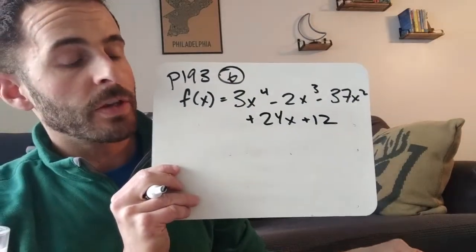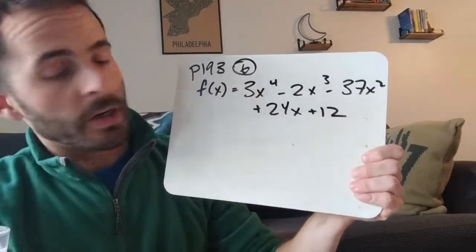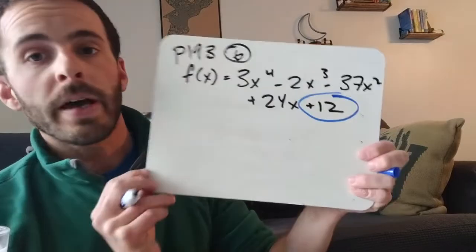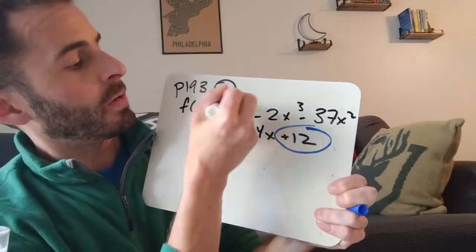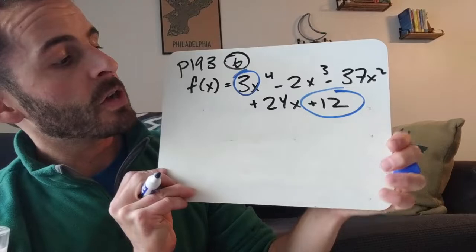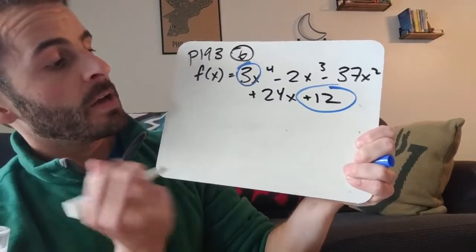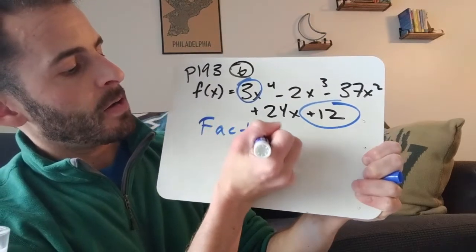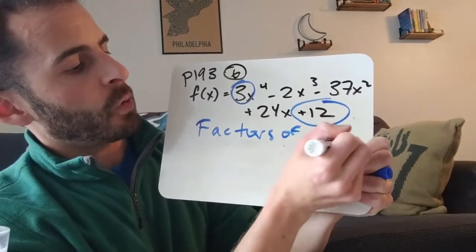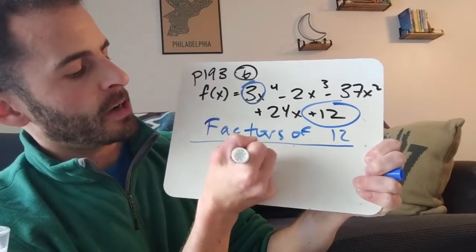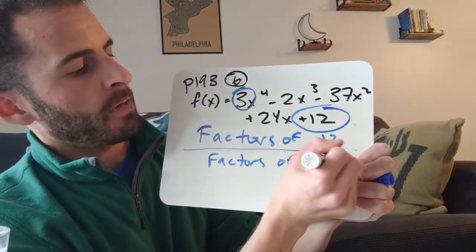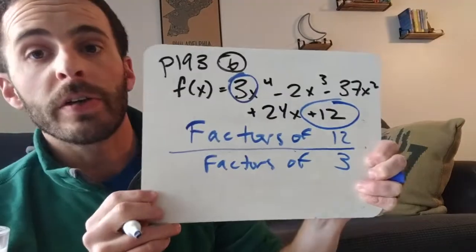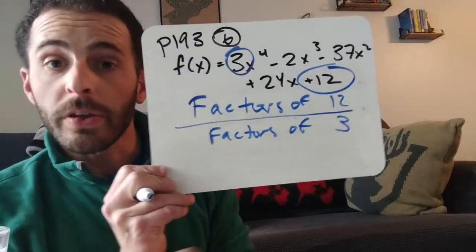So for the rational root theorem, you make sure that your function's in descending order, and then you go ahead and you circle the last number, the constant, and circle the leading coefficient, all right? These are our most important numbers. Now, we're going to create a fraction with all the factors of 12 over all the factors of 3. So all the factors of the constant over all the factors of the leading coefficient. That's what the rational root theorem breaks down to.